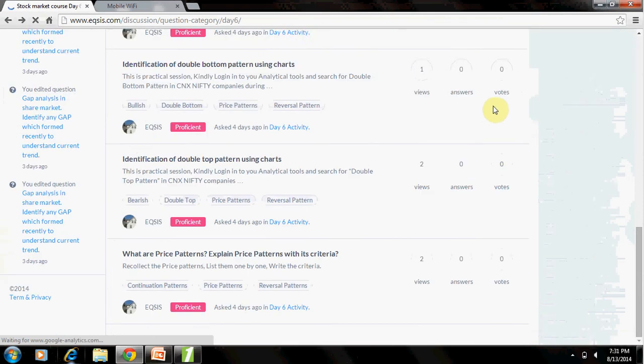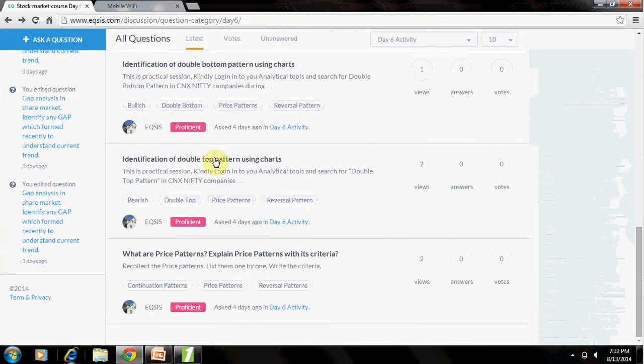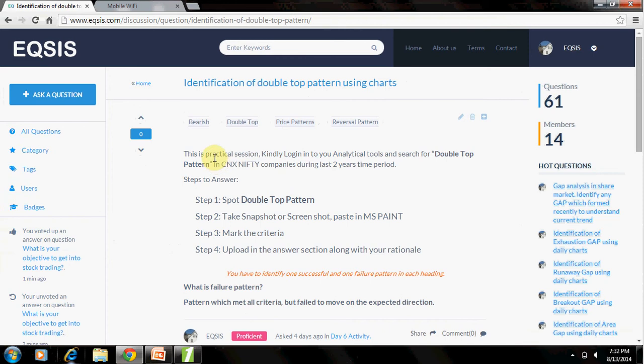go to day 6, which is the second question: identification of double top pattern using a chart. You don't necessarily have to identify only the successful pattern. This is just a homework, just to understand ourselves. We have to identify one successful pattern and one failure pattern. That is what has been mentioned here.